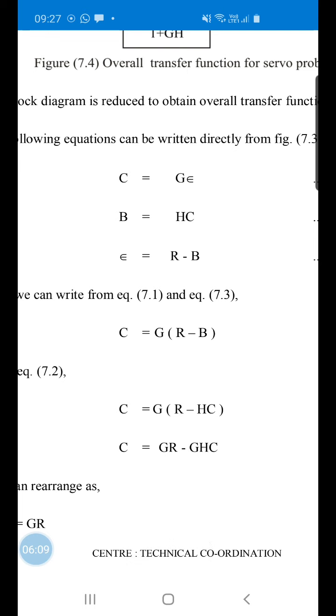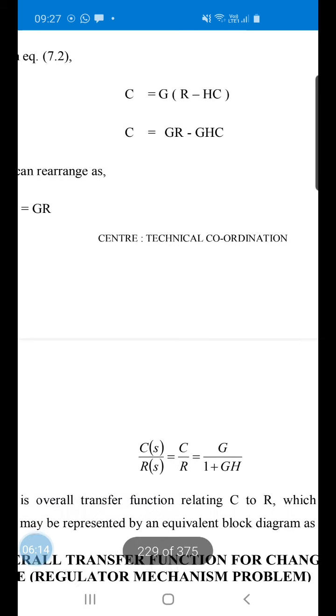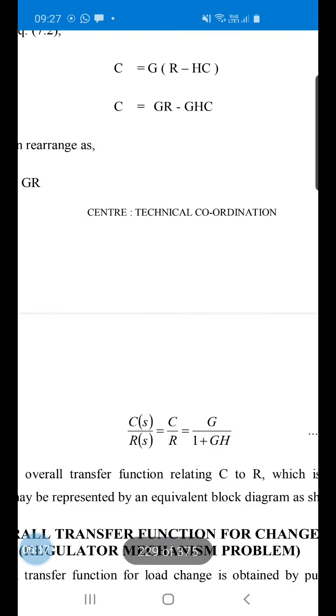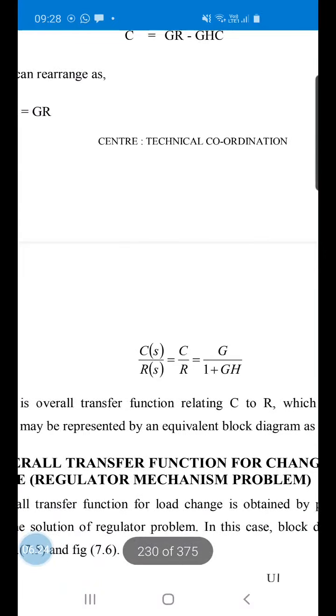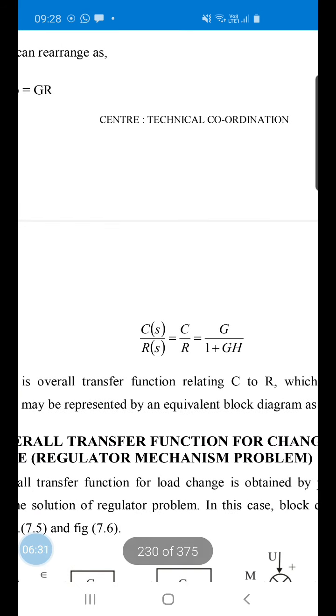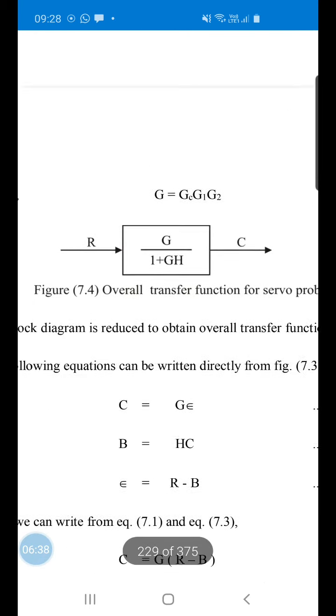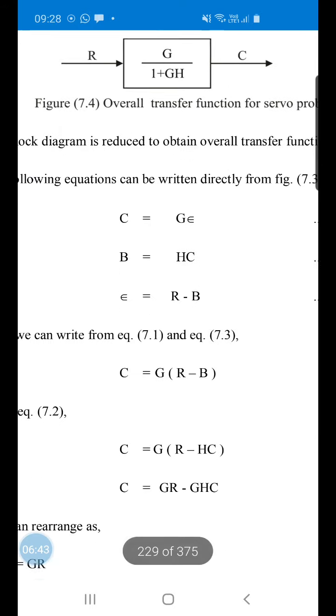So C is equal to G into R minus B, then this equation, and finally you will get C by R, that is C of S by R of S is equal to G upon 1 plus GH. So this is the overall transfer function relating C to R, which is the solution of the servo problem and may be shown by the equivalent block diagram. This one: C by R is equal to G upon 1 plus GH.